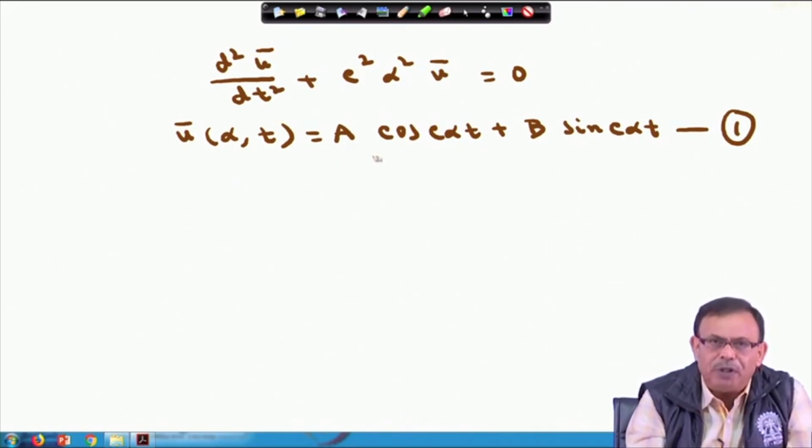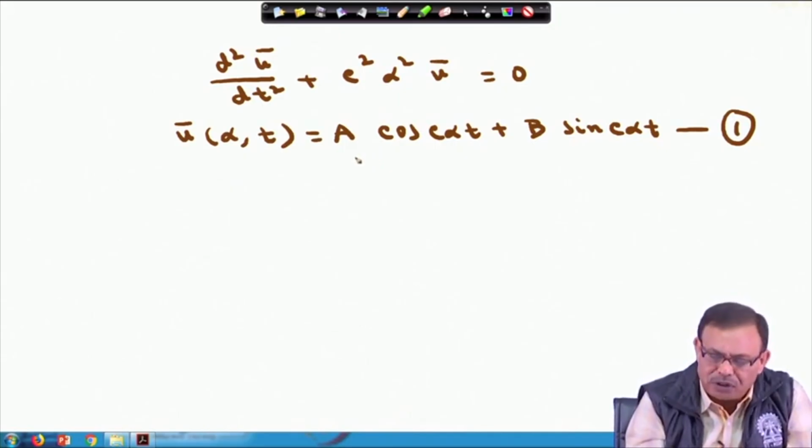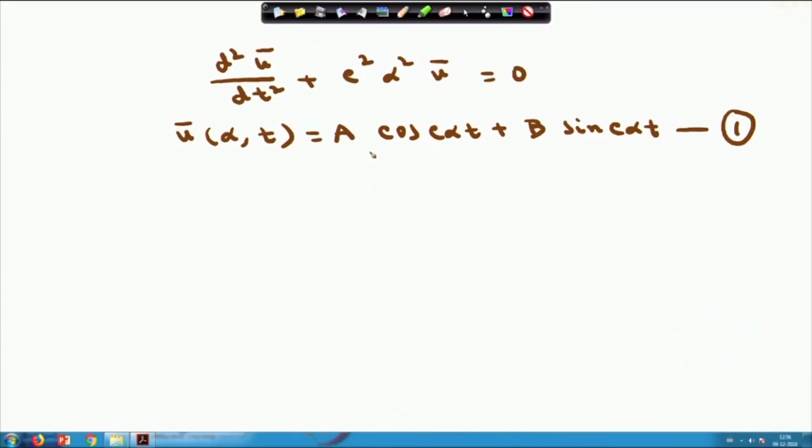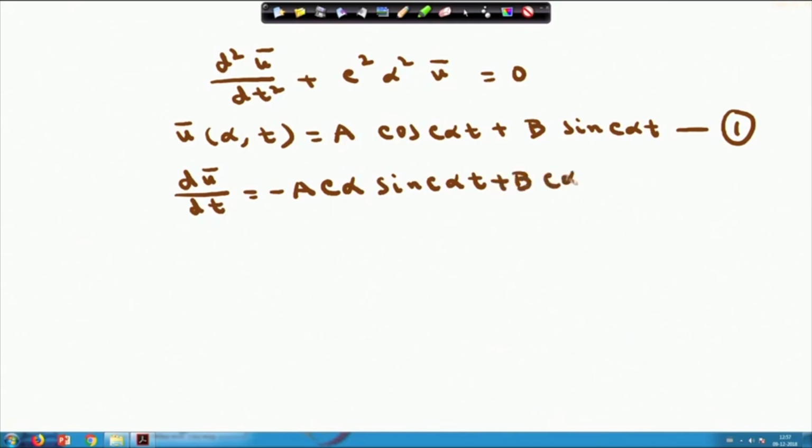Now, from here your job is first to find out the values of the constants a and b. You know ū from here, so dū/dt I can find out. dū/dt will be minus a into cα into sin(cαt) plus b into cα into cos(cαt). So, I have these two equations, 1 and 2.